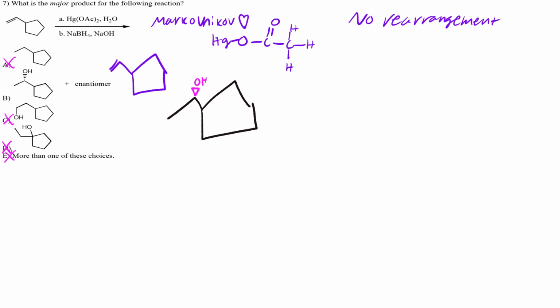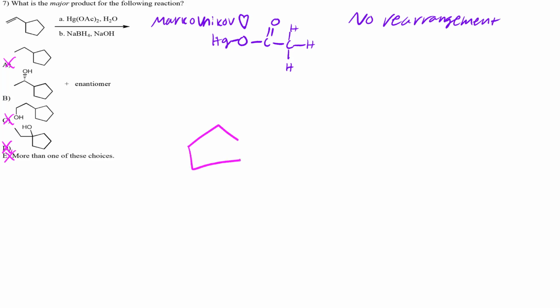But now let's go through some pain and find out how this mechanism actually works. To do that, I'm going to have to redraw my substrate. So here's my cyclopentane, and let's put it over here. What happens here is that you have mercury OAc, so that's acetate, and this has a lone pair.